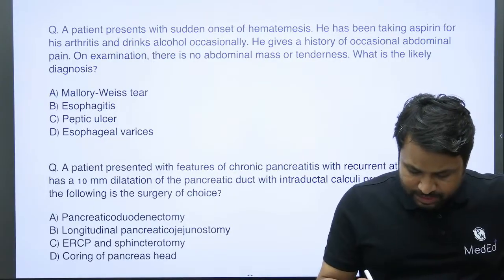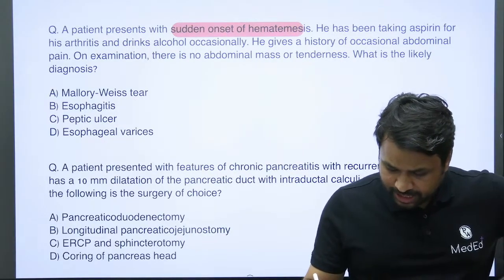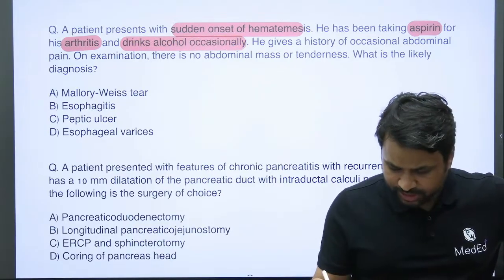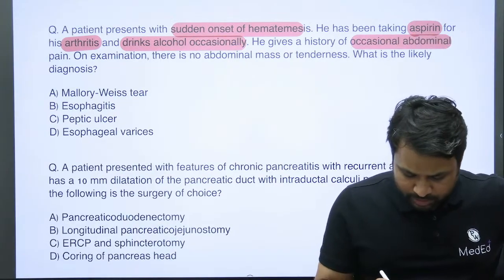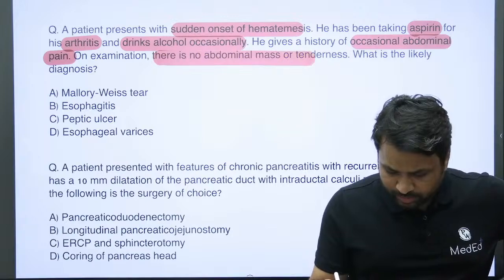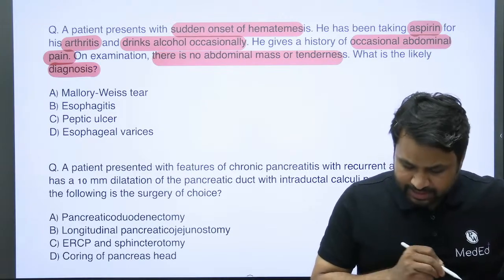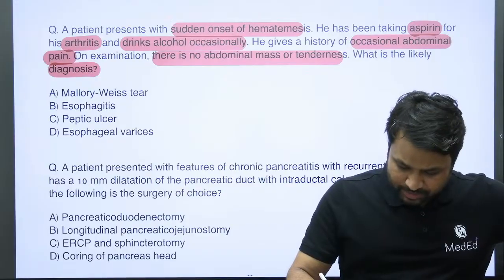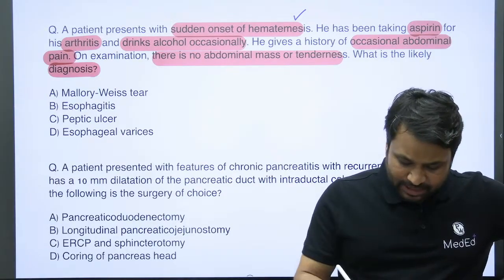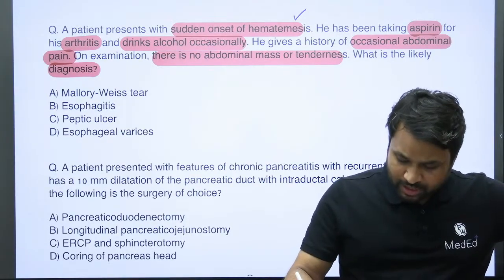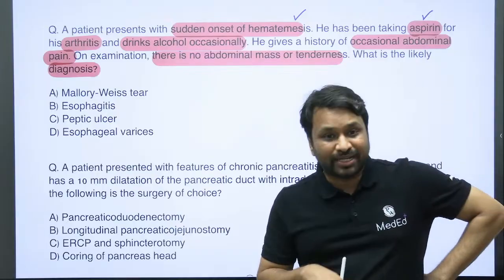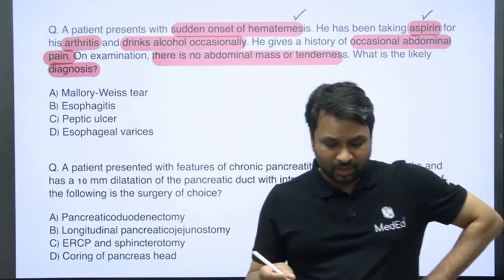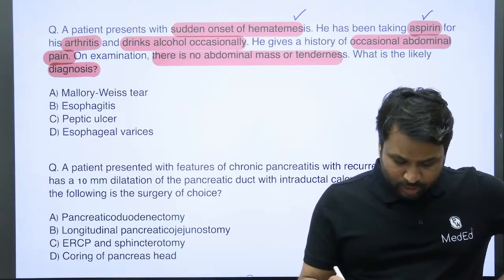A patient presents with sudden onset of hematemesis, has been taking aspirin for arthritis, drinks alcohol occasionally, gives a history of occasional abdominal pain. On investigation, there is no abdominal mass or tenderness. What is the likely diagnosis? So, the patient is having, okay, hematemesis का episode है. He takes aspirin but drinks alcohol also. Aspirin will cause erosive gastritis. ठीक है? Now, drinks alcohol occasionally. ठीक है? History of occasional abdominal pain also.